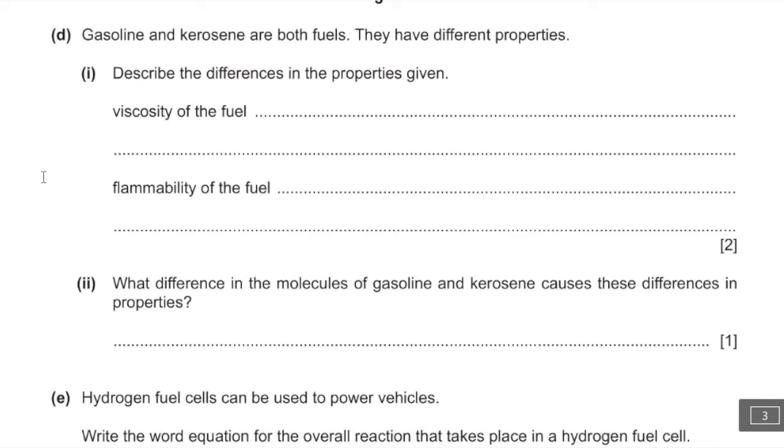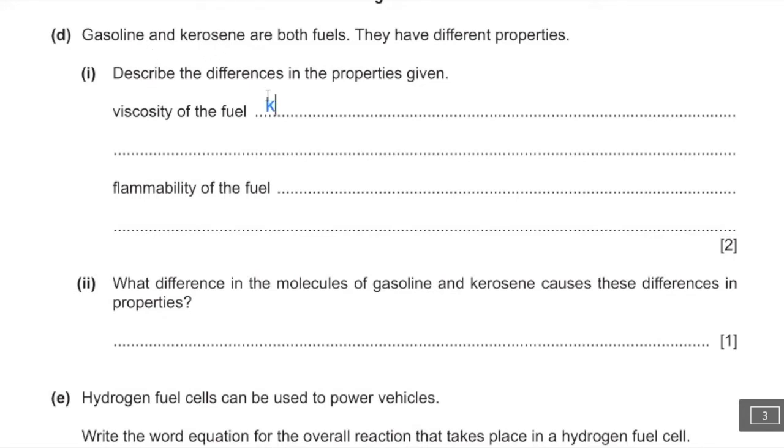D. Gasoline and kerosene are both fuels. They have different properties. 1. Describe the difference in the properties given. Viscosity of the fuel. So this is the thickness of the fuel. As the length of the carbon chain increases, so does the viscosity of the fuel. And since kerosene has the longest carbon chain, it is going to have a viscosity greater than gasoline.